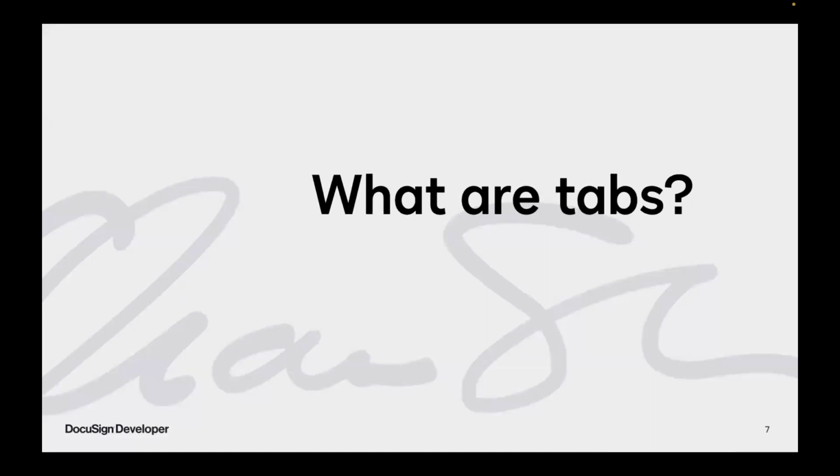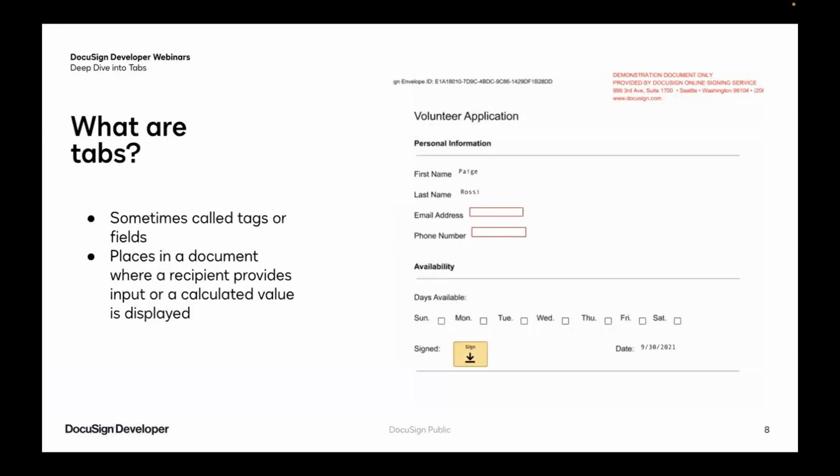So to start off, what are tabs? Tabs are sometimes called tags or fields. You might have heard that terminology. Sometimes we use those interchangeably, but for the purposes of talking about the API, I like to use the word tabs, and that's what they're called in the API as well. And tabs are places in a document where a recipient provides input or where a calculated value is displayed.